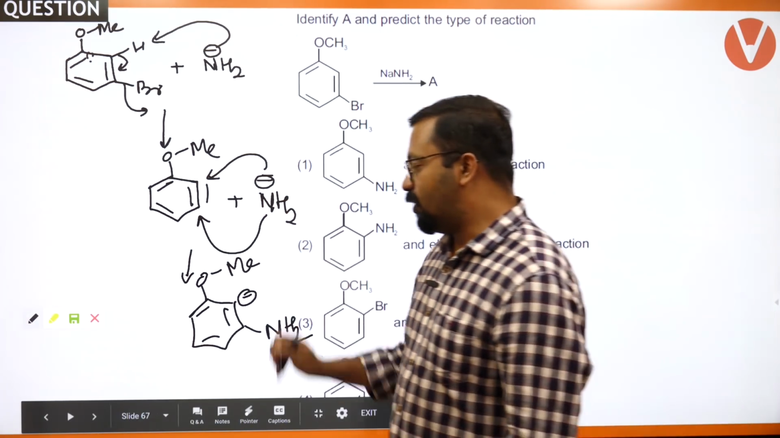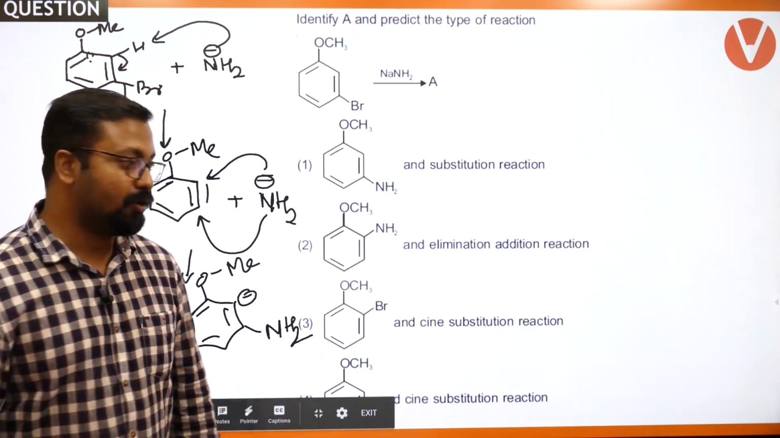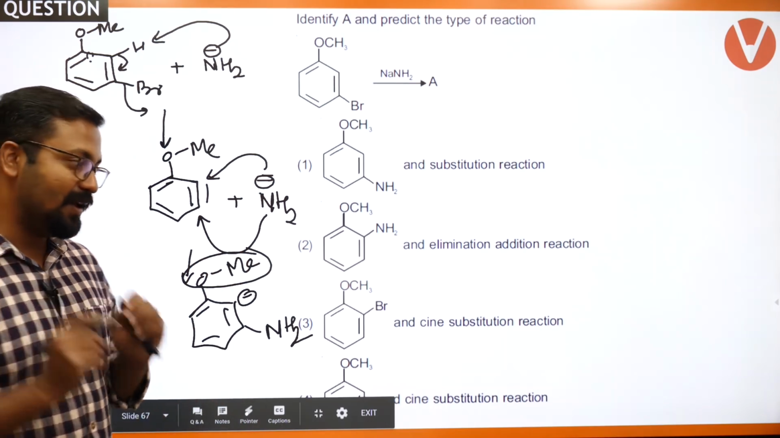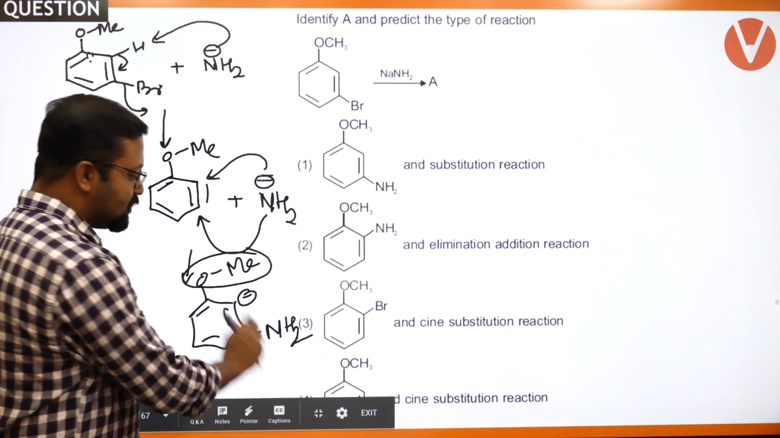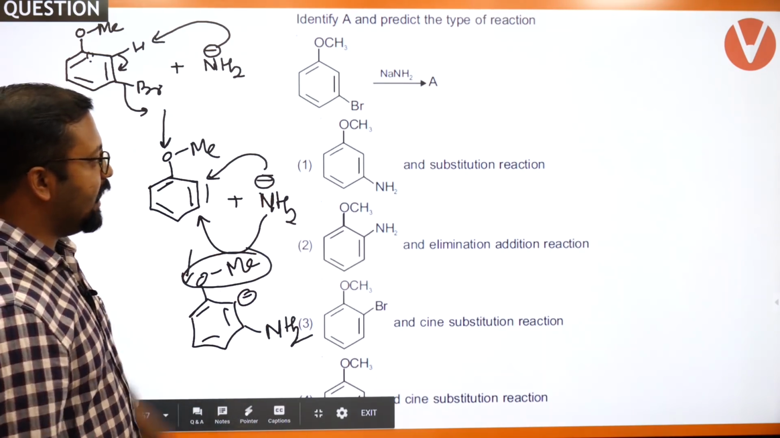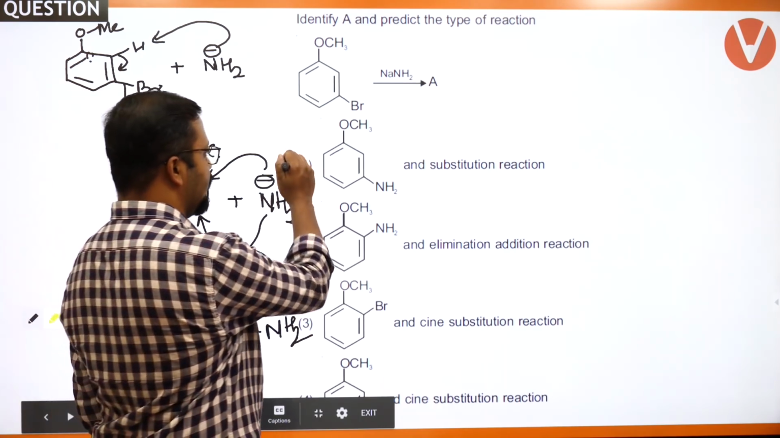Negative charge would be formed closer to the electron withdrawing group. OMe will withdraw electrons by using its minus I effect. So this species is more stable. This O minus will now take up a proton and the right answer to the question will be A.